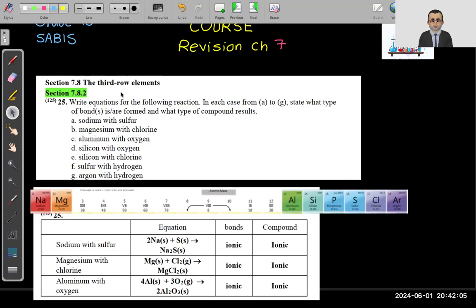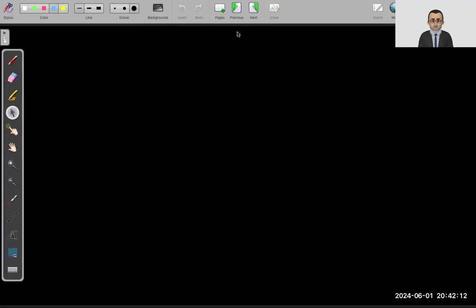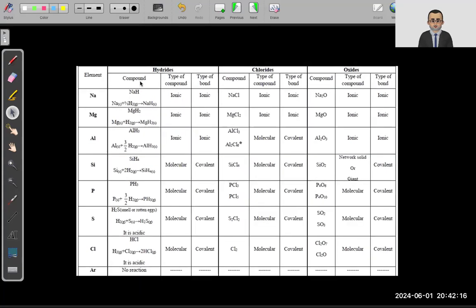And again, I'm saying this is the reactions of elements of period 3. So this is period 3, and this is the reactions required. This means that he has just picked some of these. Let's see what the elements are. This is sodium, magnesium, aluminum, silicon, phosphorus.